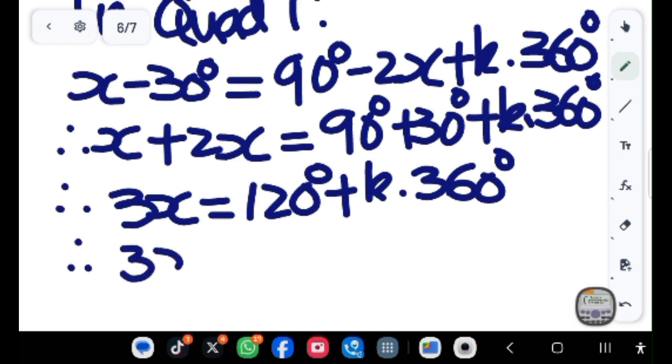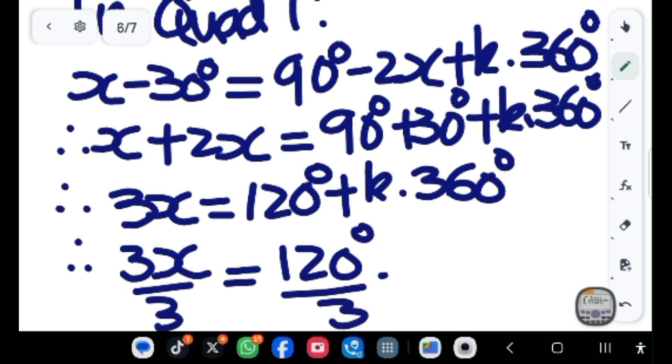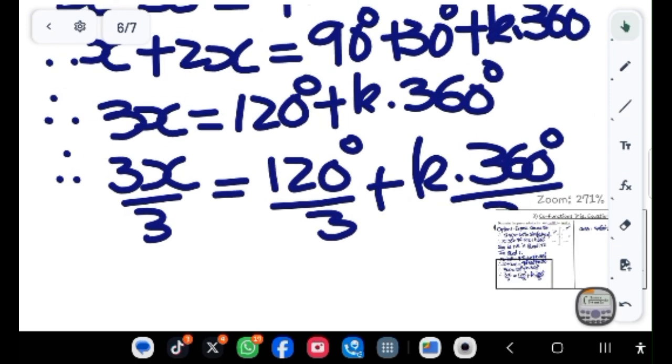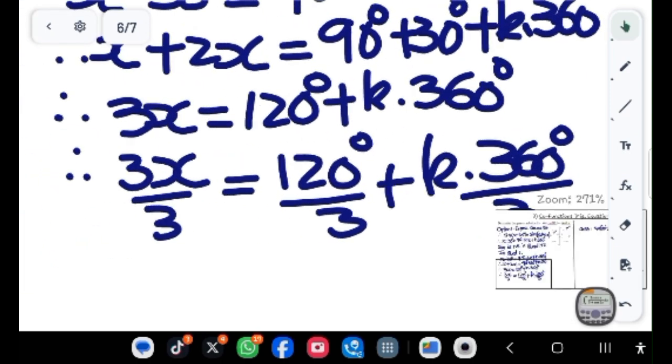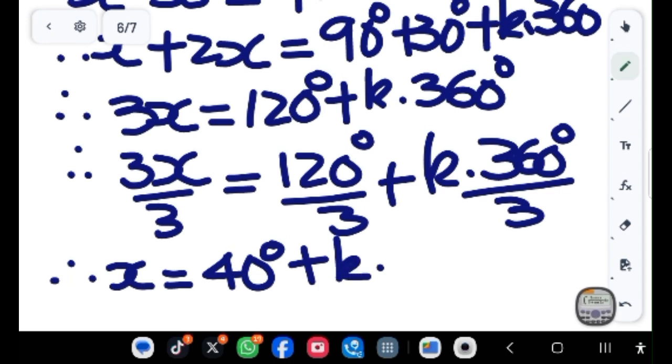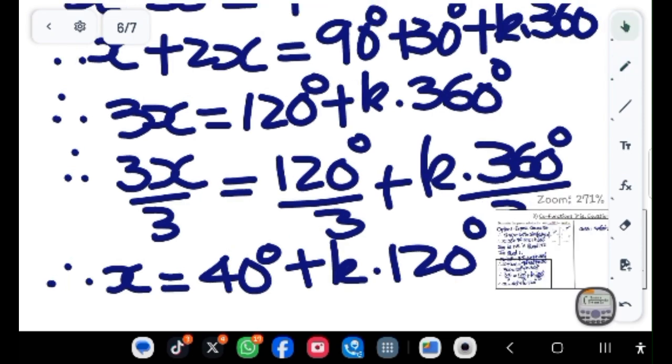Now we divide both sides by 3. Sorry, you must make sure that you divide. As soon as you divide one side by anything, you must divide the other side by the same thing, including the period. The period for sine is 360. That's why the periodicity gives us that. Therefore, x equals 120 divided by 3, that is 40 degrees, plus k times 360 divided by 3, that is 120 degrees. That is the first solution.